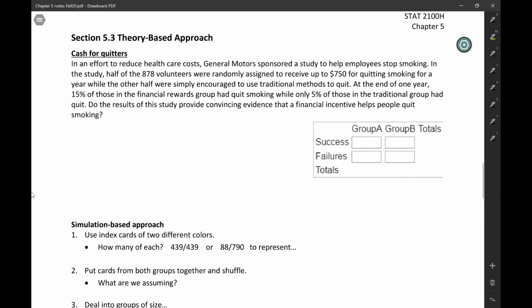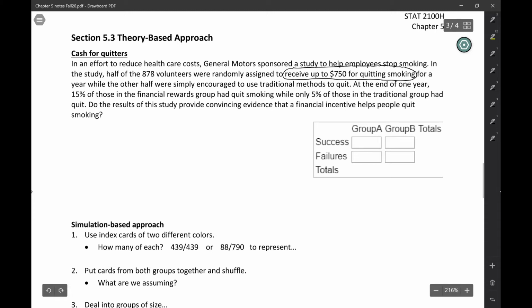In this video, we're looking at the relationship between two categorical variables again, but this time we're going to be using a theory-based approach. So this was a study sponsored by General Motors to help employees stop smoking. In the study, half of the 878 volunteers were randomly assigned to receive up to $750 if they quit smoking. So this is the treatment.